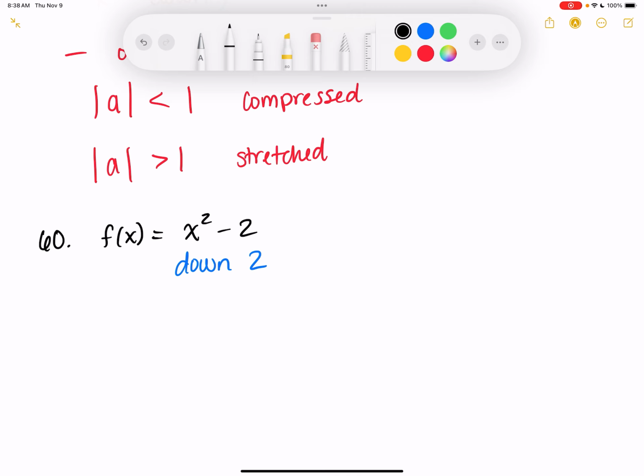Now, if the problem changed and was like 64, it says g of x is equal to x minus 2 squared, like that. This is going to be something that's inside, which goes opposite the direction of the sign. So this one is going to be going right 2.